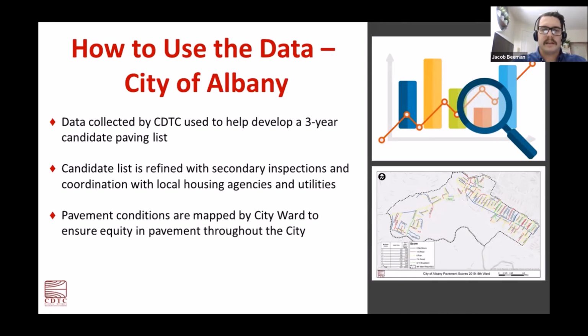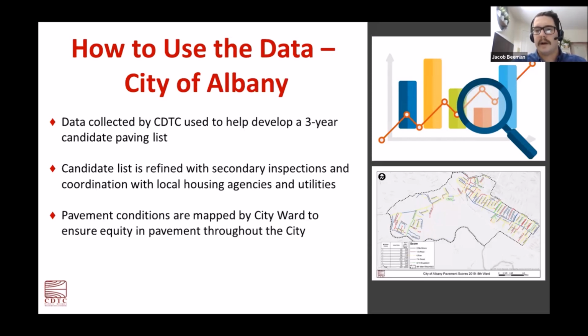Another piece that's maybe unique to the city of Albany, but is interesting, and I think speaks to how else we can use this data, is that the city uses the data to make sure that their pavement conditions are equitable and balanced throughout the city. We work with them to create a series of maps that represent the pavement conditions in each of their 15 city wards. The city's goal is to make sure that each ward has similar pavement conditions and that no ward is getting more of the pie than another.